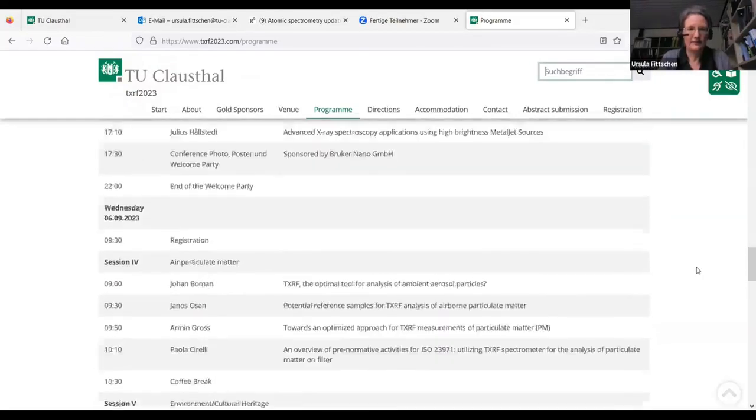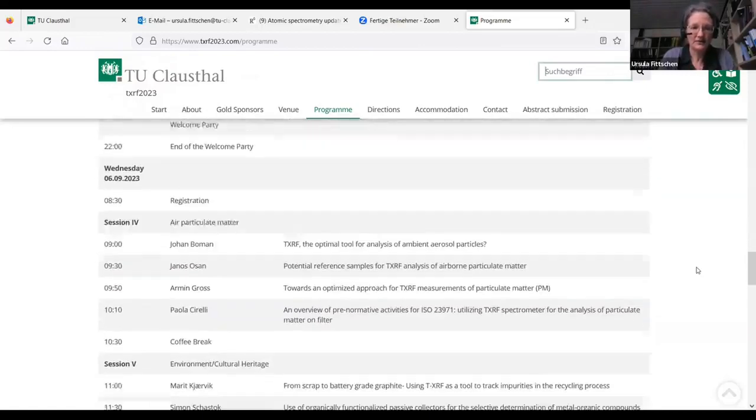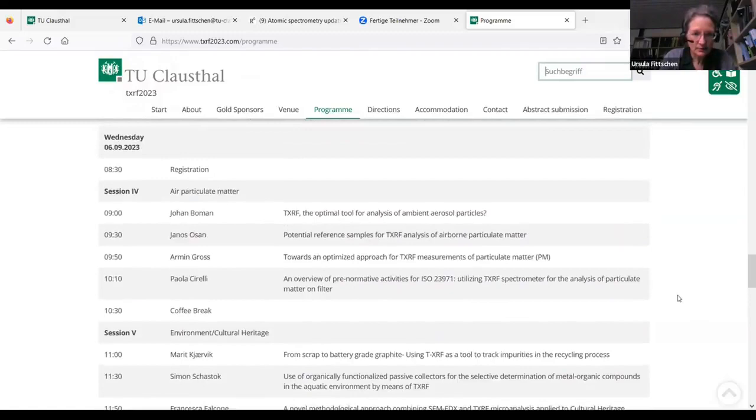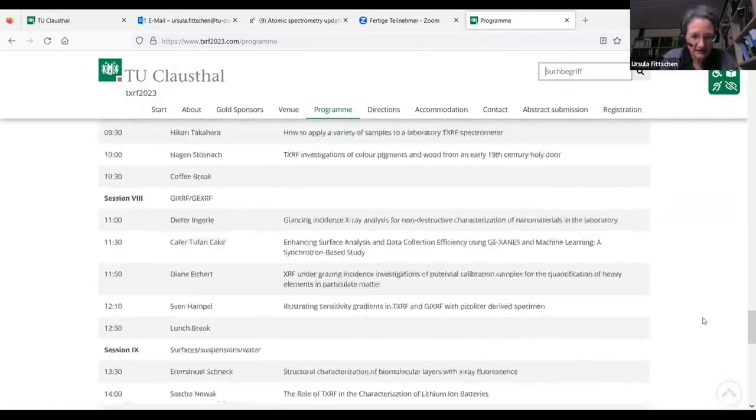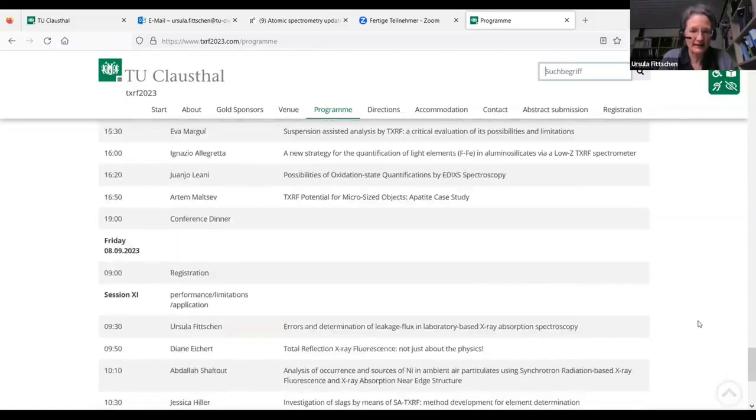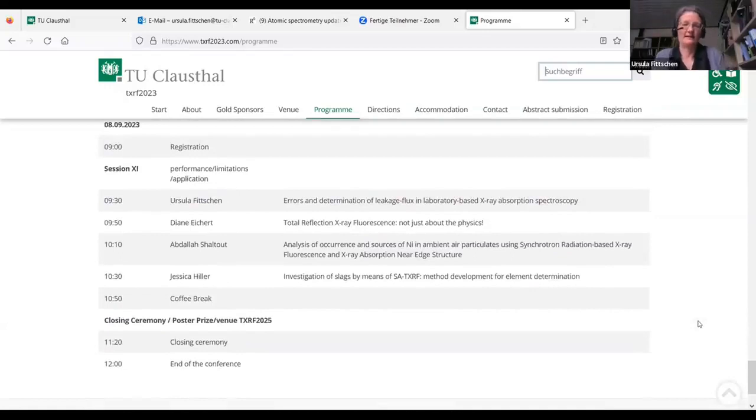Yeah, and then we will have social events: a welcome party on Tuesday, then we have the excursion on Wednesday, I think. Let me see, it's here somewhere. And then we have the dinner on Thursday. And Friday will be a half day, where we have a closing ceremony, and then there is the end of the conference. The excursion will go to an historic mining site that is close to Clausthal. And then Armin Gross from Bruker will, if the weather is fine, organize a hike to the highest peak here in the Harz Mountains, but that will depend somewhat on the weather.